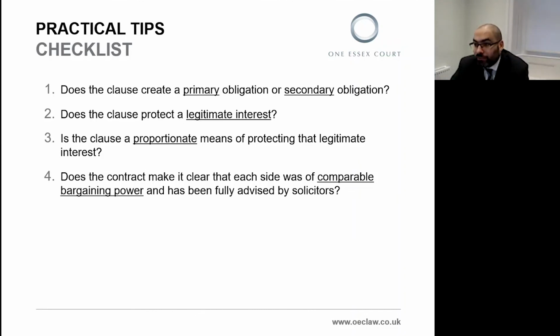Final point, if legitimate interests and proportionality all seem a bit vague, you can draw some comfort from the fact that courts are, since Cavendish, generally more reluctant to interfere with the commercial parties' allocation of risk between themselves. So in light of this, it may be prudent, if it's not already clear, to include in the contract a recital providing that the parties agree that they have negotiated the contract with the advice of competent lawyers and that they have comparable bargaining power.